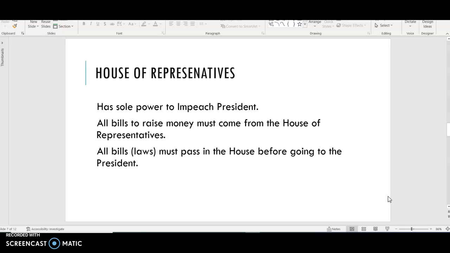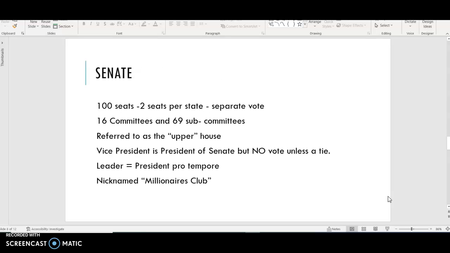All bills to raise money must come from the House of Representatives. Anything that the government needs money for, the House of Representatives will find that money, but they need to vote on that to allow it to happen. They can't just decide to take money out and put it wherever they want. All bills or laws must pass in the House before going to the President and also to the Senate. It starts with the House of Representatives.